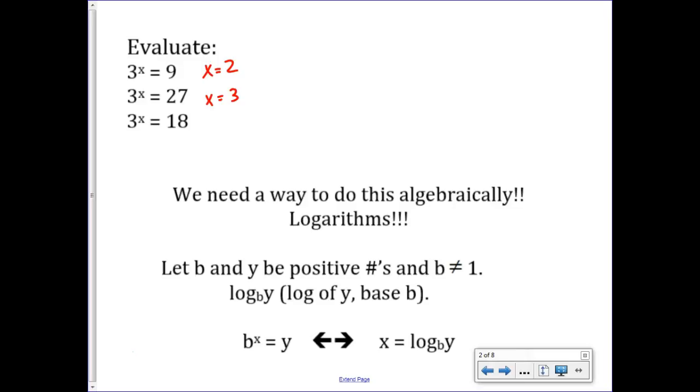So let b and y be positive numbers, and b is not equal to 1. So we can't have a base of 1. And the way that we read this statement right here is the log of y base b. So when we rewrite, b to the x equals y can be rewritten as x equals the log of y base b. So it allows us to solve for that x value that's missing.